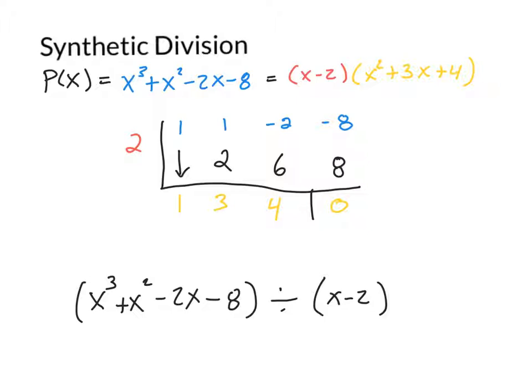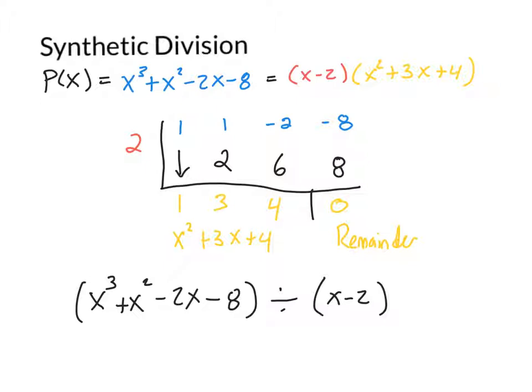Okay, so all of this together, the way I interpret 1, 3, 4 is I look at one power less, right? So this was an x cubed, so this is going to go along with x squared. Okay, so this, as I read across, it represents x squared plus 3x plus 4. And then I have a remainder over here, and my remainder is 0.